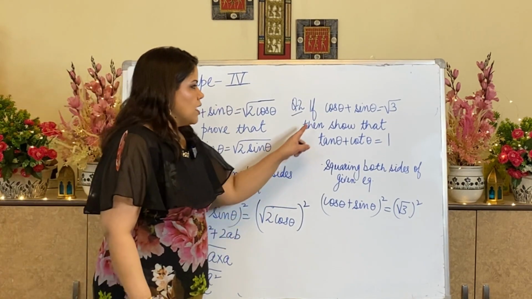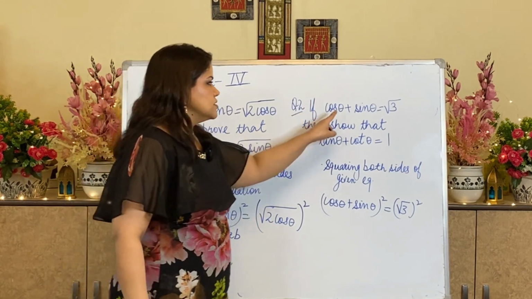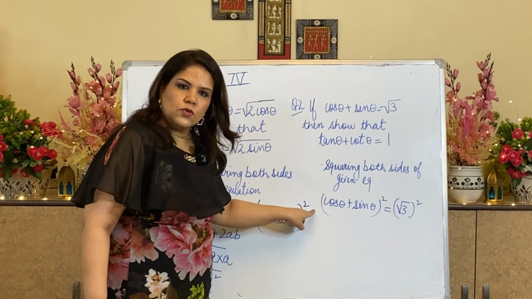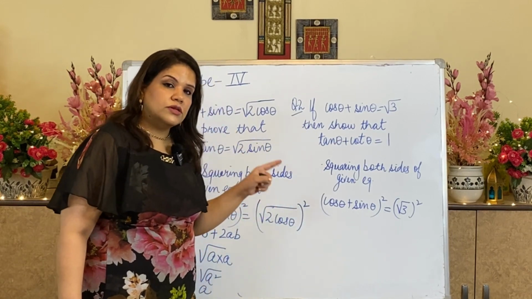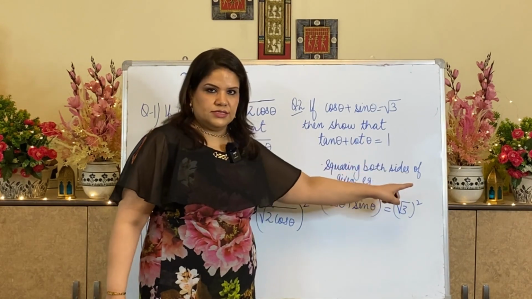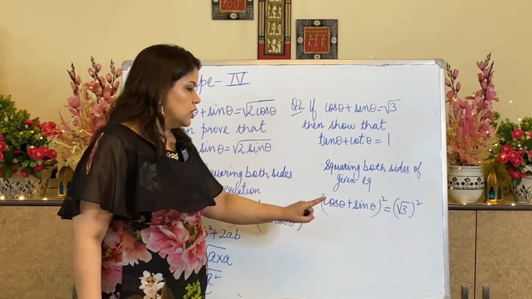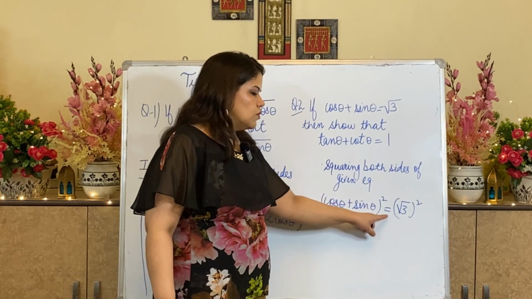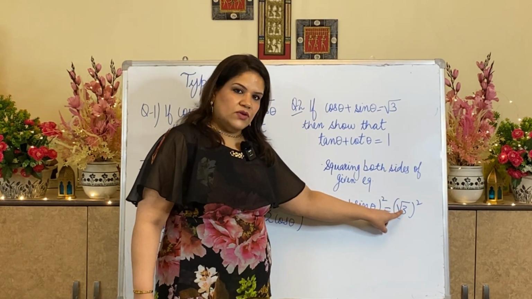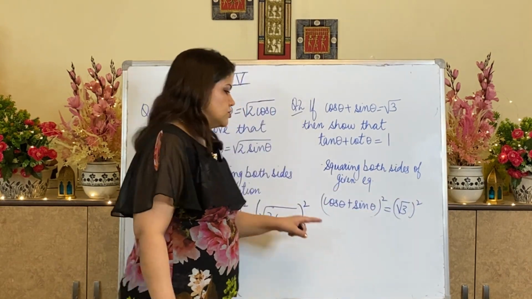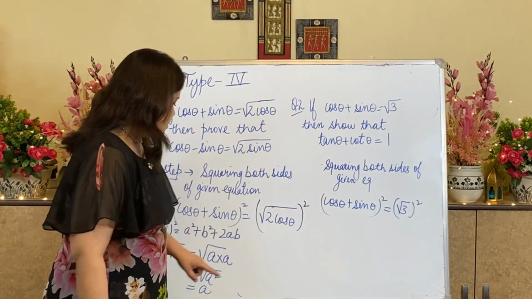In the same way, I have been given cos theta plus sin theta is root 3. I have taken this equation, and in my first step I have used squaring on both sides. When I do this, what will I get? Cos theta plus sin theta whole square is equal to whatever term I have under the root sign, its square. So again you will use the same method here.